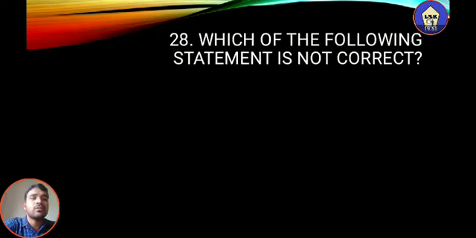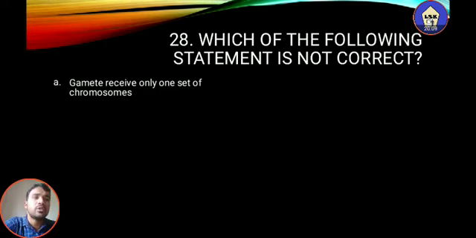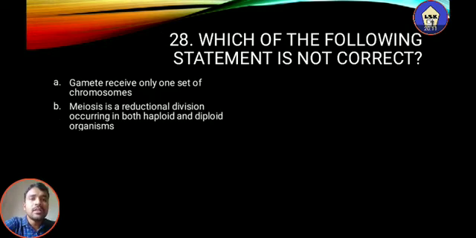Now let us move to question number 28. Which of the following statements is not correct? So we should identify the wrong statement from this. Option A, gametes receive only one set of chromosomes. I think this is correct. Always the gametes receive only one set of the chromosomes, haploids. Meiosis is a reductional division occurring in both haploid and diploid organisms. In haploid organisms, meiosis takes place, but after the development of the zygote.